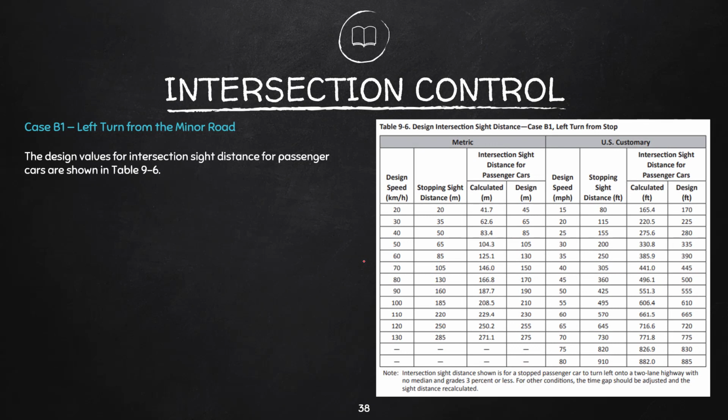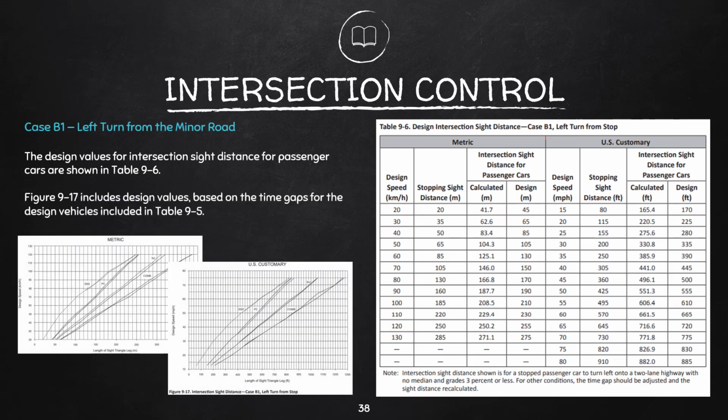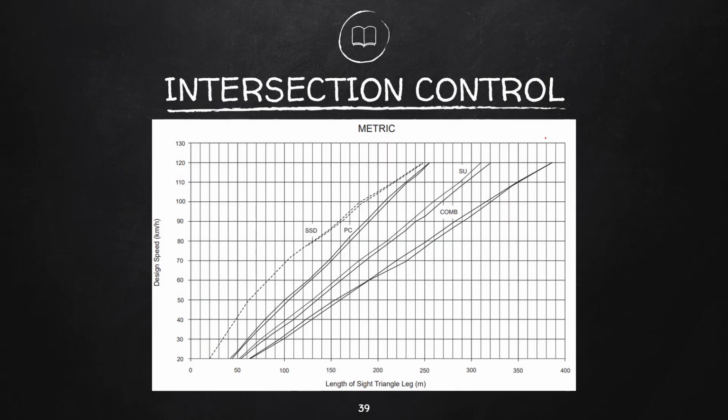The design values for intersection sight distance for passenger cars are shown in table 9-6. Again, if you notice, the values here for the stopping sight distance are lesser than the values in the intersection sight distance for case B1. That is because there is a control measure or control device. So here are the figures that represent this table 9-6. Again, we have a larger value for the sight distances.